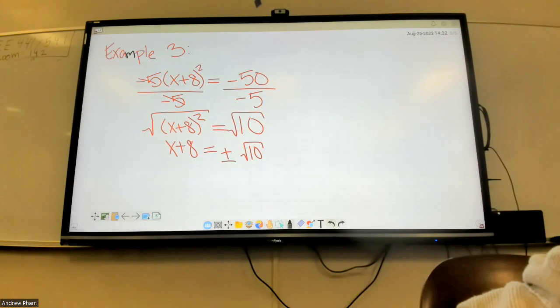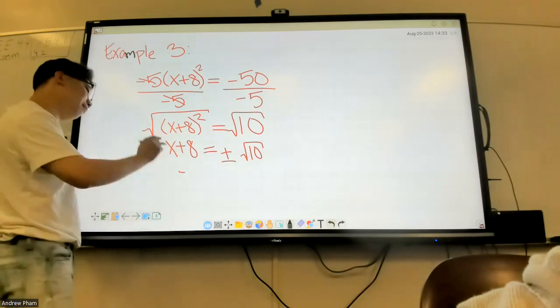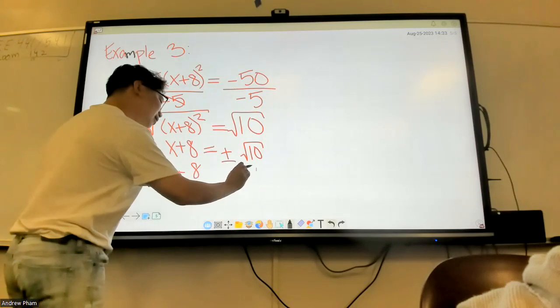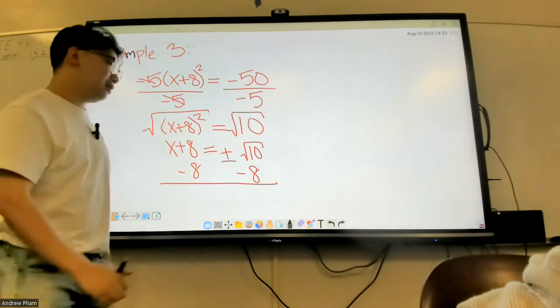This is great. We've done a lot of the hard work so far. Remember, my end goal is getting x by itself. There's one thing left in the way to get x by itself. What do I need to do? Yeah, there's a +8 here, opposite of +8, -8. And this is going to lead to the conversation, what am I doing on the right side? That looks like a really weird number, square root, plus or minus, and a -8.